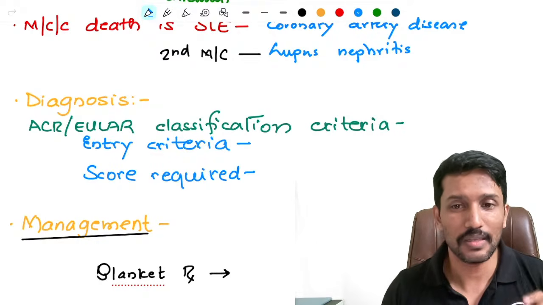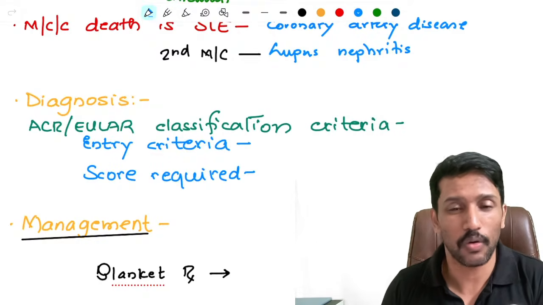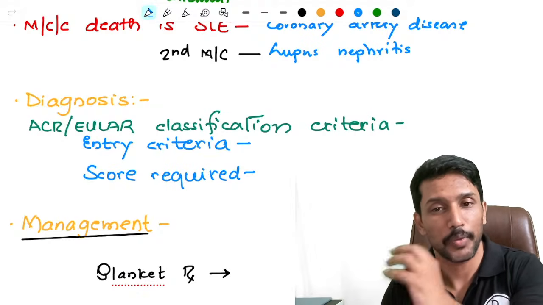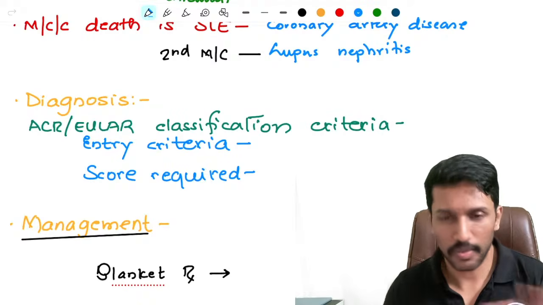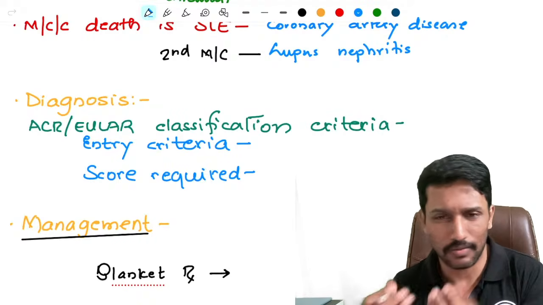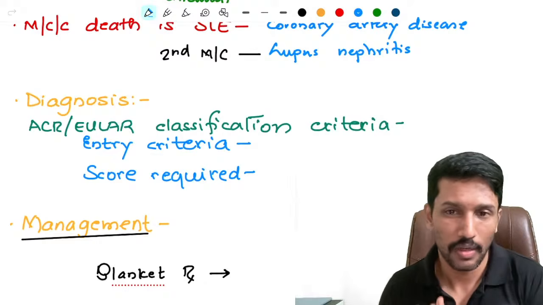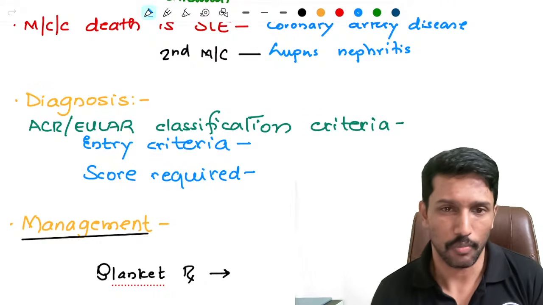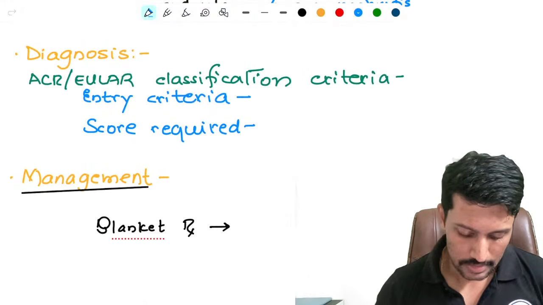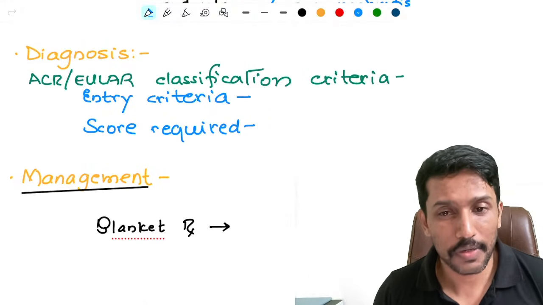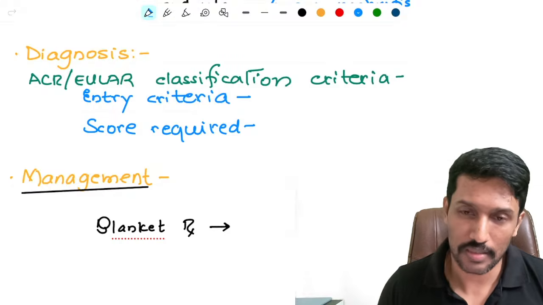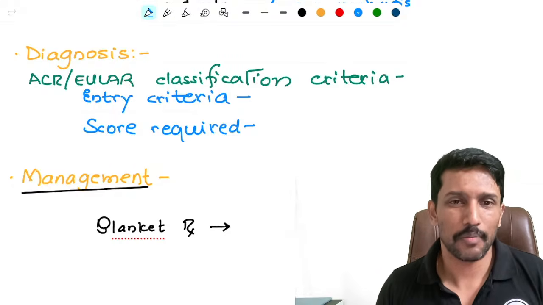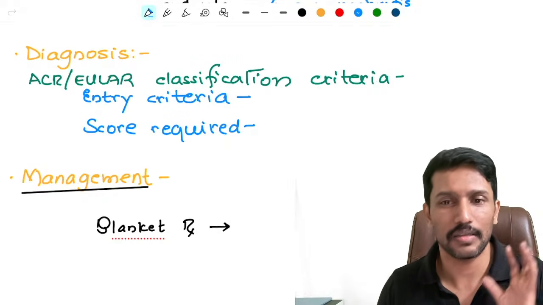So what I'm trying to say is that the classification criteria is not binding upon a doctor to use for a diagnosis. It's only for listing the patients for clinical trials. You can make a diagnosis based on the clinical context and basic laboratory evidence. You don't have to abide by this, but you should have a fair idea what this classification criteria is all about. So the classification criteria says that you can classify a case or list a SLE case to be considered as SLE for a clinical trial if they meet entry criteria and the score.